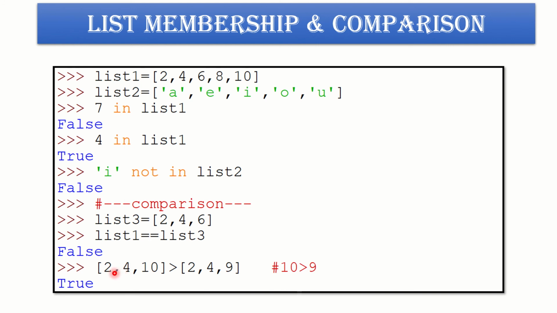For example, I am checking [2, 4, 10] is greater than [2, 4, 9]. So all the corresponding values will be checked. So 2 will be checked with 2. Both of them are equal. 4 will be checked with 4 and then 10 will be checked with 9. So at the first difference, 10 is greater than 9. So this returned true. Had there been more values, so if 10 had been equal to 10 here, it would have continued checking. At the first difference in values, it would return the corresponding Boolean value.